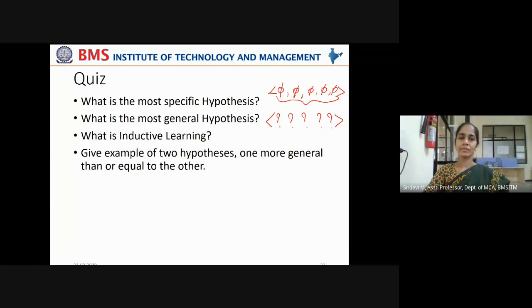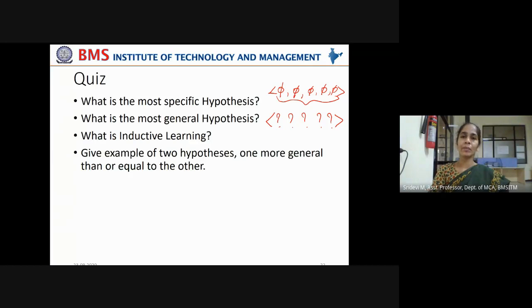Students, I'm recruiting some employees for a project. Now I want them to be specialized in C++ as well as in Java. That is my more specific hypothesis. If I say I want them to be specialized only in Java, it is enough. Okay, let any other skills be there, but I want him to be specialized only in Java. Means if he knows Java, he would have known C++ also, right? So that is my more general hypothesis.